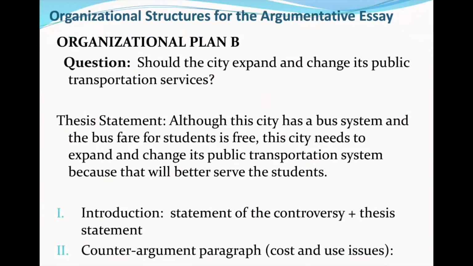So here is a sample issue for pattern B: should the city expand and change its public transportation services? The thesis statement following the although-because format is this. Although this city has a bus system and the bus fare for students is free, this city needs to expand and change its public transportation system because that will better serve the students. And for the introduction, you can do a statement of the controversy plus the statement.